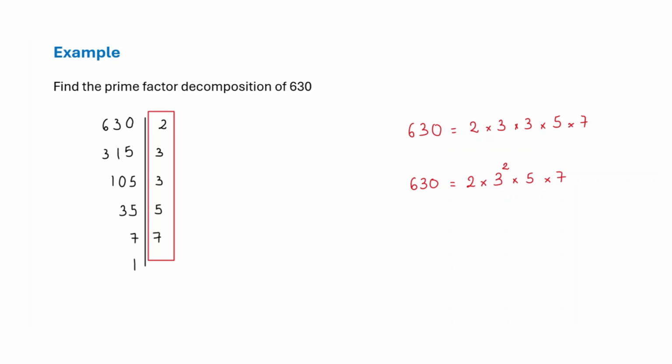One final note. When using this method, it's often helpful to start with the smallest prime factor, but you don't have to. In this example, the smallest prime factor was 2. However, you might have noticed straight away that 630 is divisible by 5 and decided to start there instead. That's perfectly fine. As long as every division is correct, you'll end up with exactly the same prime factors. When you write your final answer, it's good practice to arrange them in ascending order, just as we've done here.